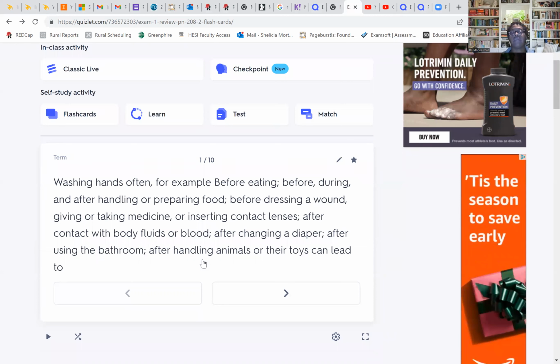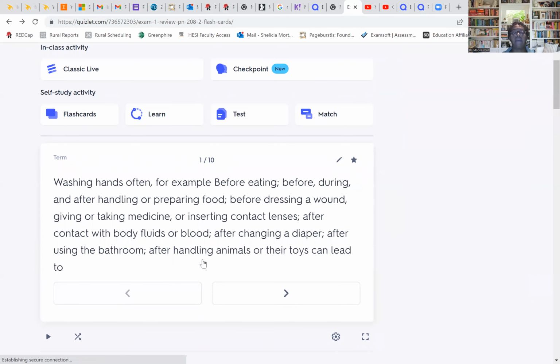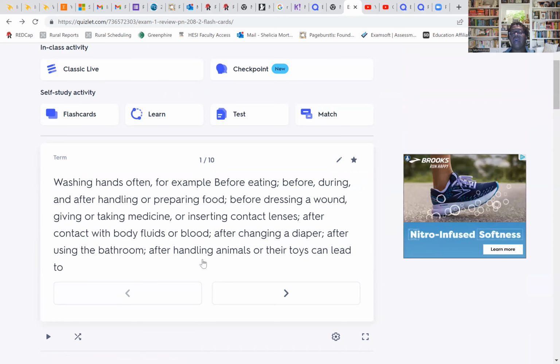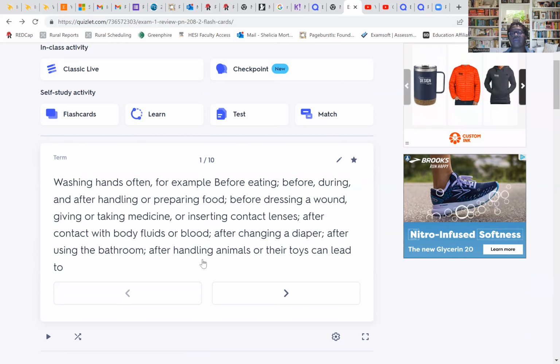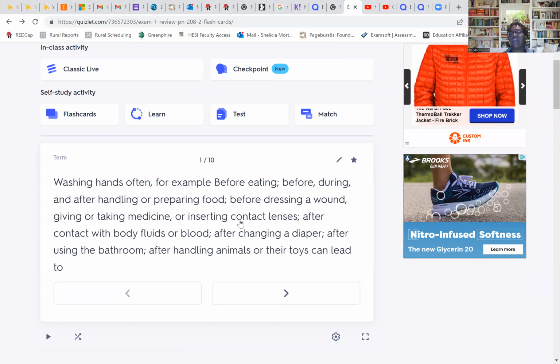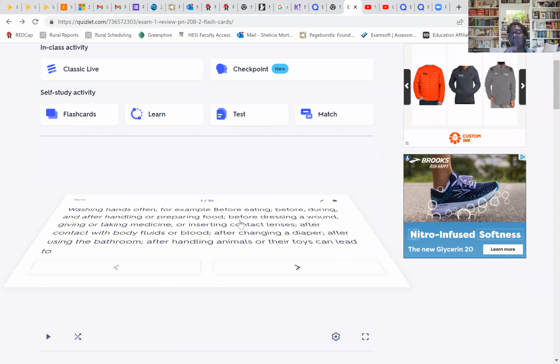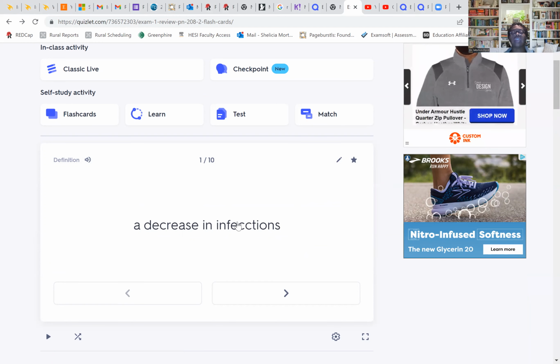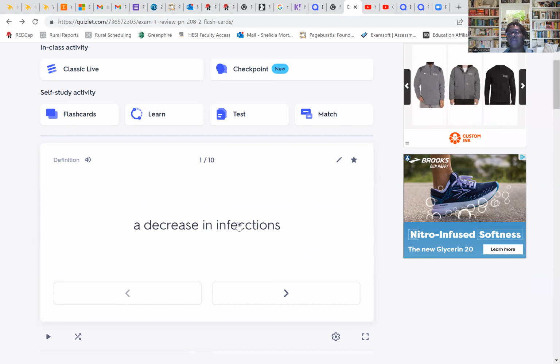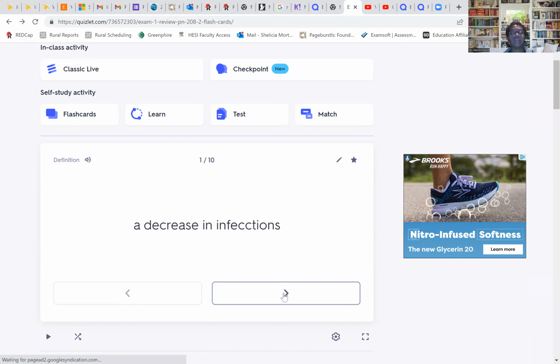Washing hands often, for example, before eating, before, during, and after handling or preparing food, before dressing a wound, before giving or taking medications, inserting contact lenses, after contact with body fluids or blood, after changing a diaper, after using the bathroom, after handling animals or their toys, can lead to a decrease in infections. We know hand washing is the single most important thing that we can do to prevent the spread of infections, washing those hands.